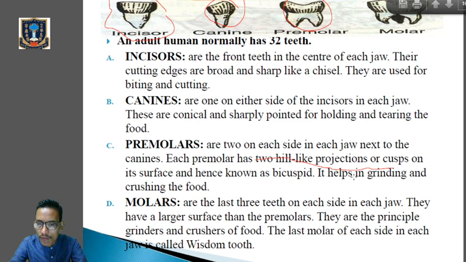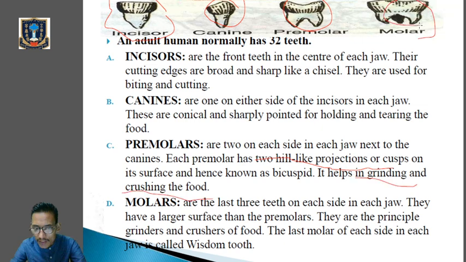Then comes the molar. We have 3 teeth, the last 3 teeth on each side in each jaw. They have a larger surface than the premolar. If you look at the structure of the molar, it has a larger surface than the premolar. They are the principal grinders and crushers of the food, and the last molar of each side in each jaw is called the wisdom tooth.